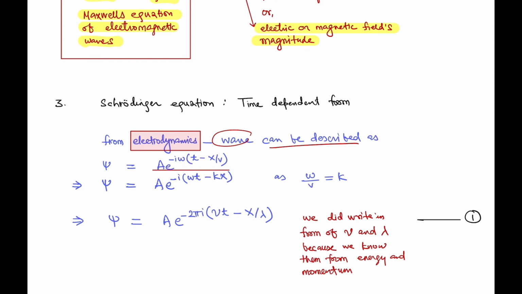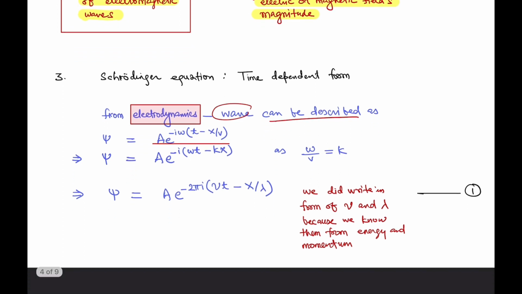that is A e exponential minus iota omega, in brackets, t minus x by v. Okay, and when you multiply omega inside, it gives minus iota, bracket opens, and inside the bracket omega t minus kx. And as omega by v is k, omega divided by v becomes k here, and k is nothing but the propagation vector.